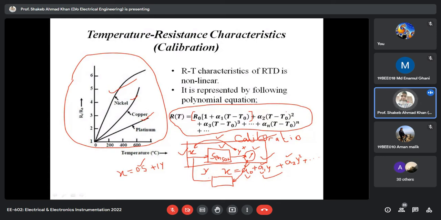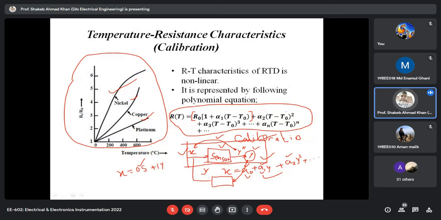At this point, I'm stopping today. I'm having some departmental engagement today. So I'm stopping my lecture here, and you try to go through whatever I've discussed and go through the calibration. So I'll finish this. This is a very important topic from concept point of view.